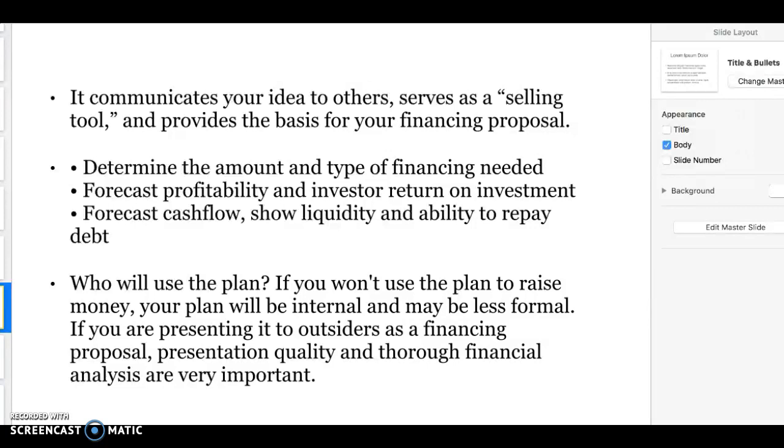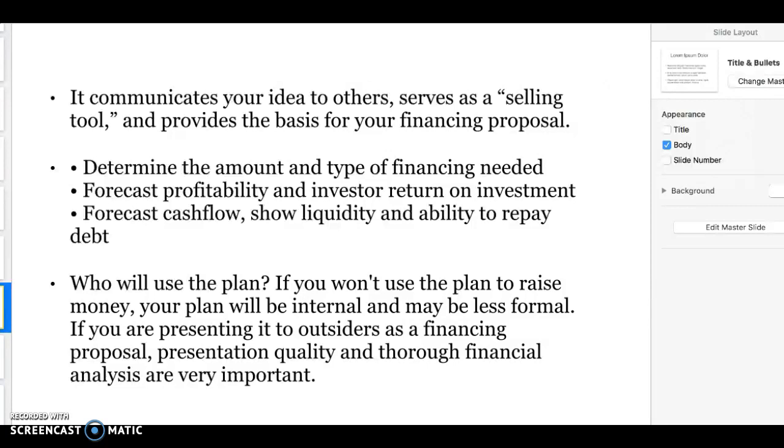And so who will use the plan? Well, if you won't use the plan to raise money, then you can also have your plan be internal and it could be less formal. So it could be something that you do within your own organization or company or school, nonprofit group, whatever it might be.